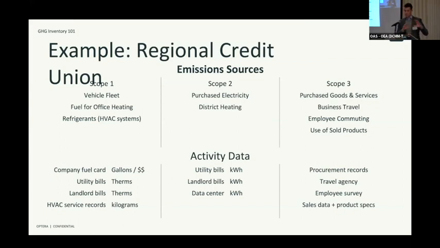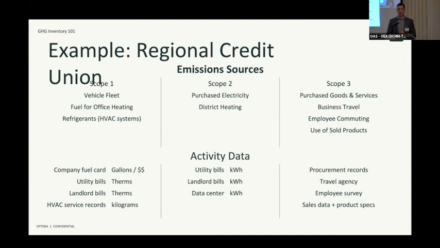Now, the next step, so that was step 1. The next step is the activity data. So these are the things you're going to see in the bottom of the screen. Our activity data for fuels is going to be things like the company fuel card. How much was purchased? Could be a dollar amount, could be an actual quantity, right? We can use that in the analysis here. Utility bills, therms, MMBTU. Same from landlord.